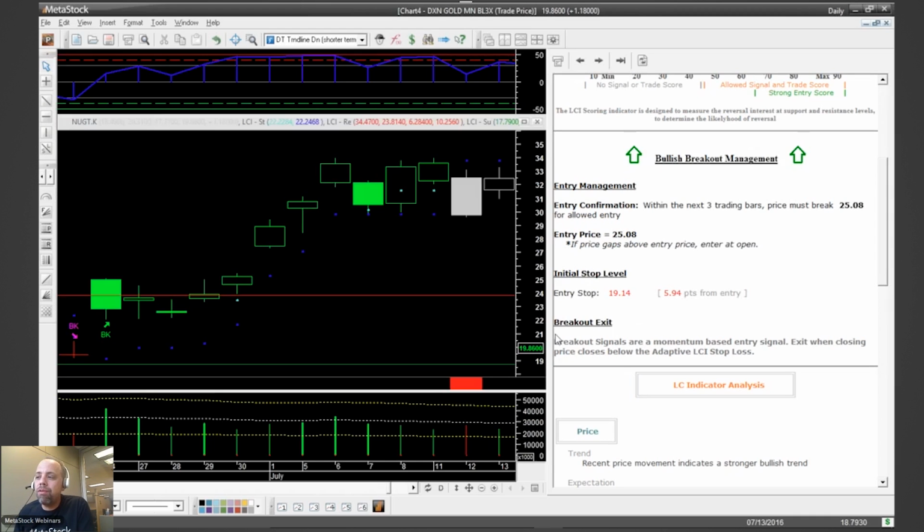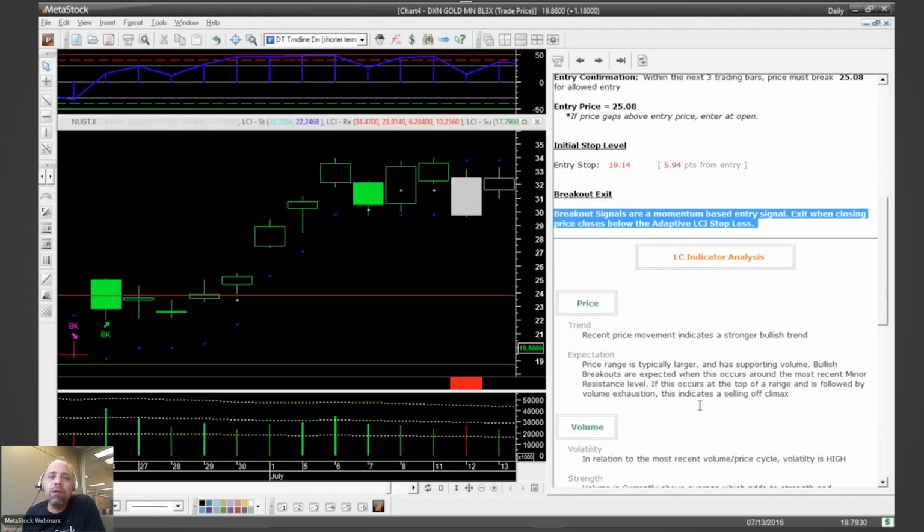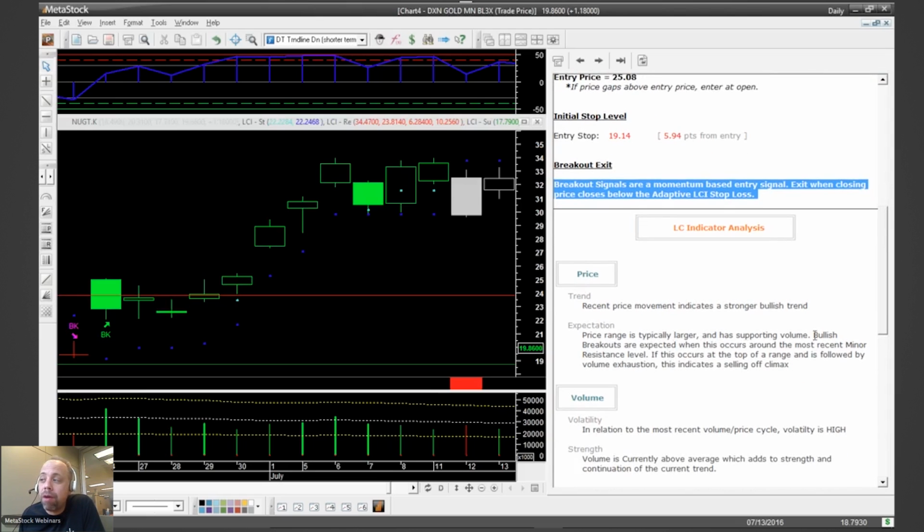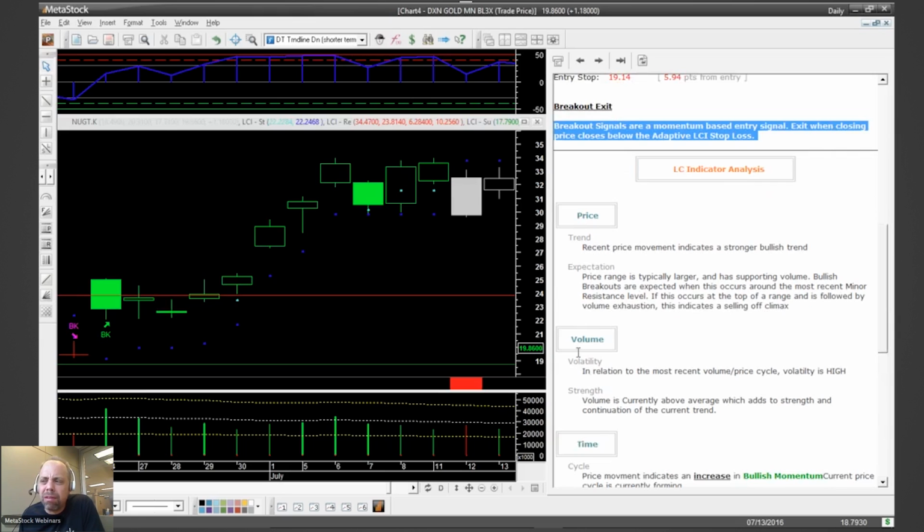Okay, this kind of gives you an idea of what a breakout exit is. The breakout signals are a momentum-based entry signal. Exit when closing price is below the adaptive LCI stop. It gives you some analysis of some of the indicators that he's looking at. Recent price movement indicates a stronger bullish trend right now. That's his analysis of the bullish trend. Price range is typically larger and has supporting volume. Bullish breakouts are expected when this occurs around the most recent minor resistance level. If this occurs at the top of a range and is followed by a volume exhaustion, this indicates a selling climax. Also looks at some volume figures.